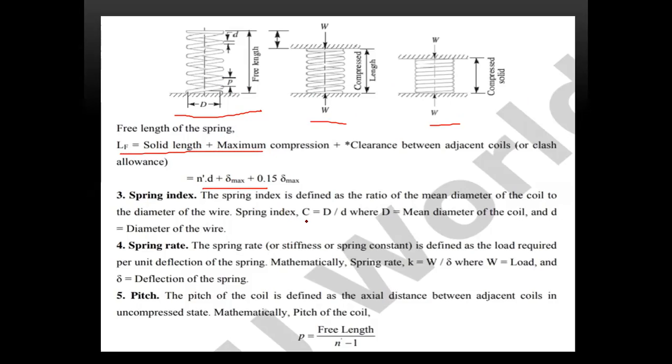Next, spring index. Spring index C is equal to capital D by small d, where D is the mean diameter of the coil and small d is the diameter of the wire. Next one, spring rate. The spring rate K is equal to W by rho. What is the rho here? Where W is the load and rho is the deflection of the spring, right?